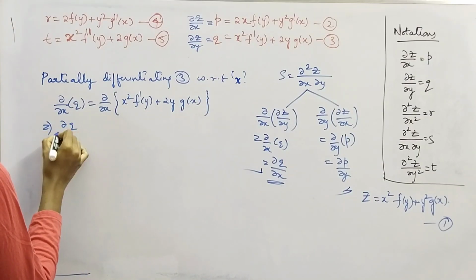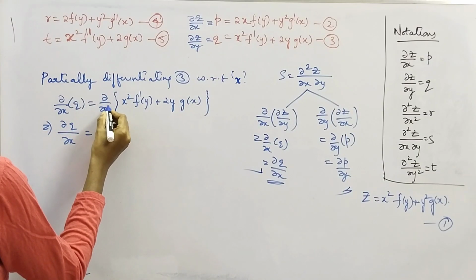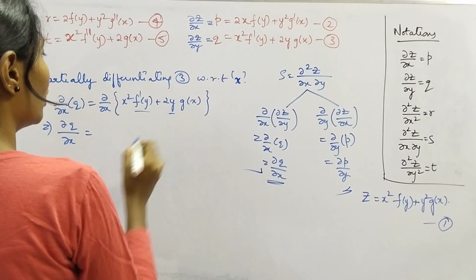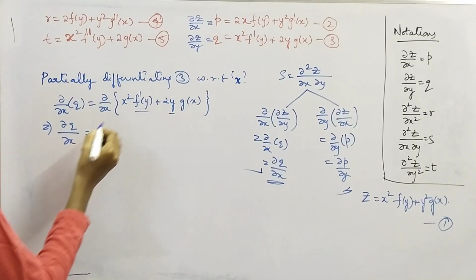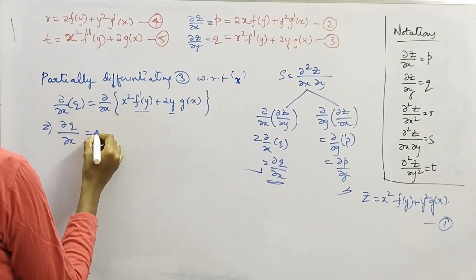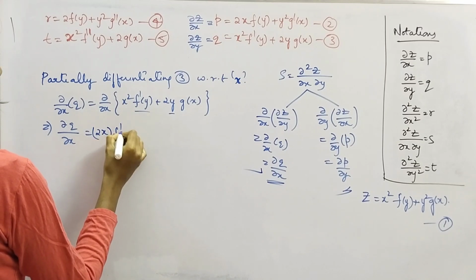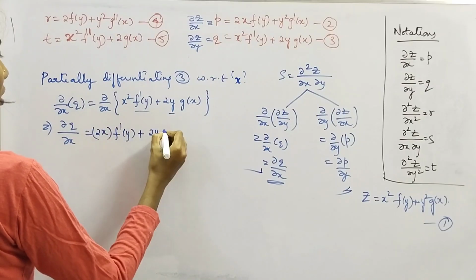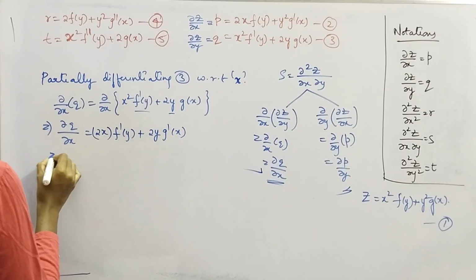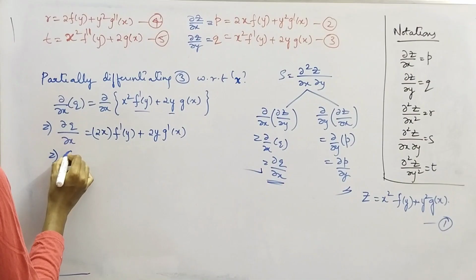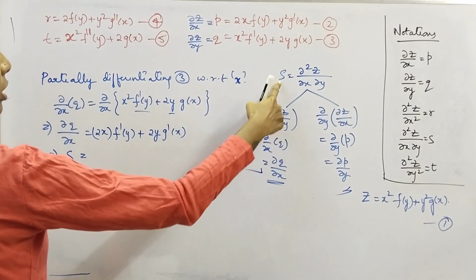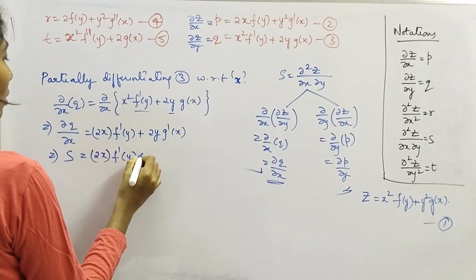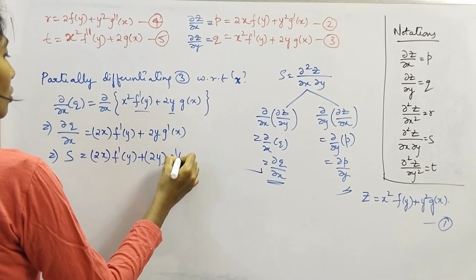This gives us ∂q/∂x equal to, here we are partially differentiating with respect to x, so we'll treat y as constant. f'(y) and y are constants. 2 is also a constant. Now the partial derivative of x² with respect to x is 2x into constant f'(y), plus constant into the partial derivative of g(x) with respect to x, which is g'(x), right? Since ∂q/∂x gives s, this is nothing but s. So s equals 2x f'(y) plus 2y g'(x).